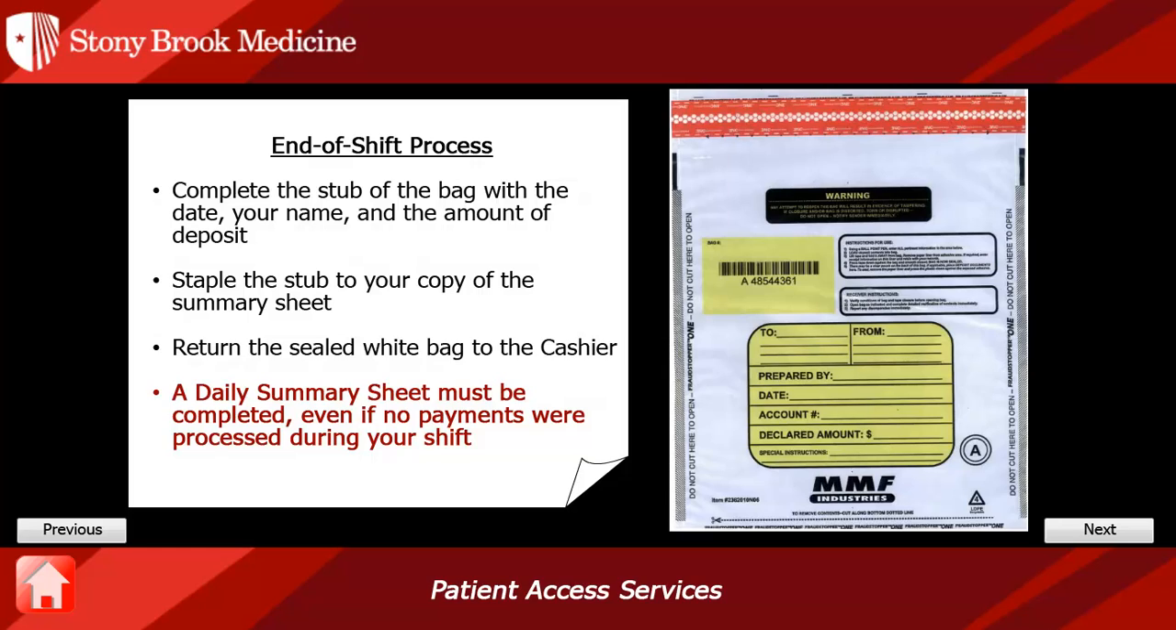End of shift process. Complete the stub of the bag with the date, your name, and the amount of deposit. Staple the stub to your copy of the summary sheet. Return the sealed white bag to the cashier. A daily summary sheet must be completed, even if no payments were processed during your shift.